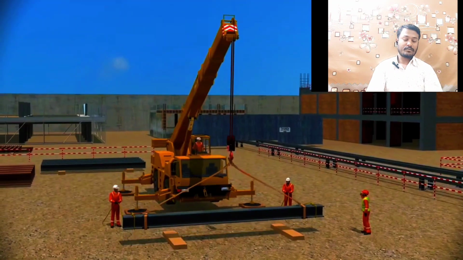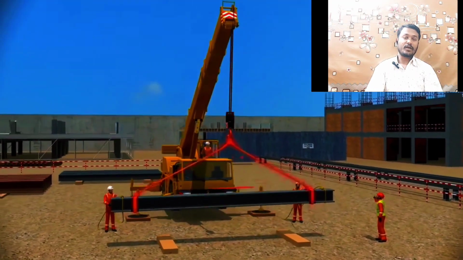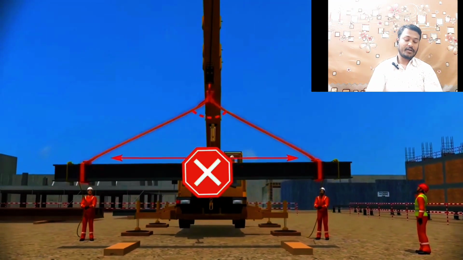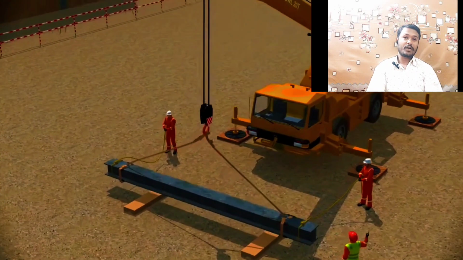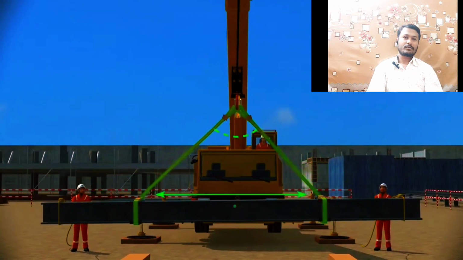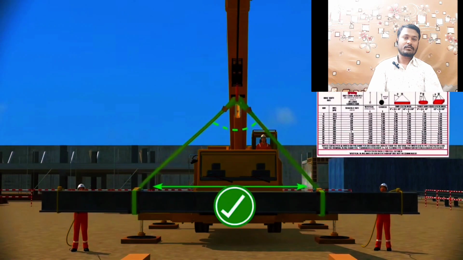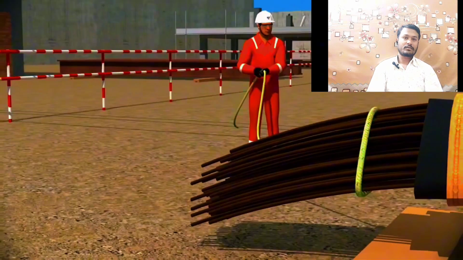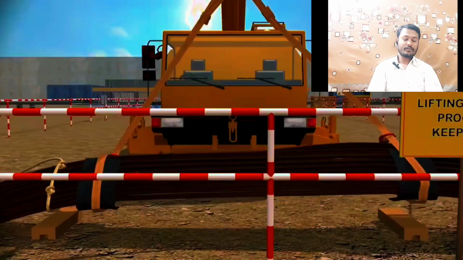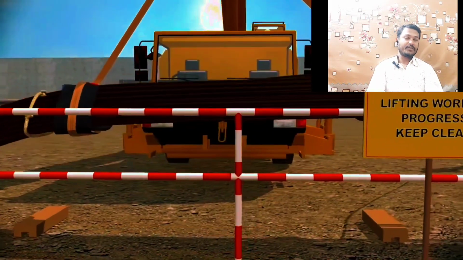If the angle of the sling triangle is bigger, it will create more pressure on the sling. This will reduce the capacity of the lifting weight. Make sure that the angle of the sling triangle is smaller, which will increase the capacity of lifting weight and is a safe condition. Lifted weight should be properly tied up by the guide rope so that it does not hit any person or object.